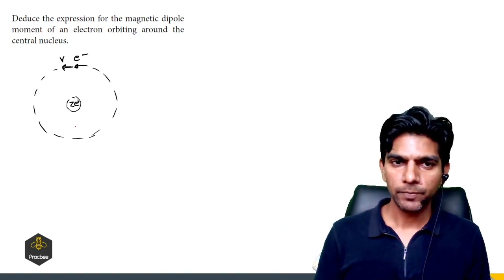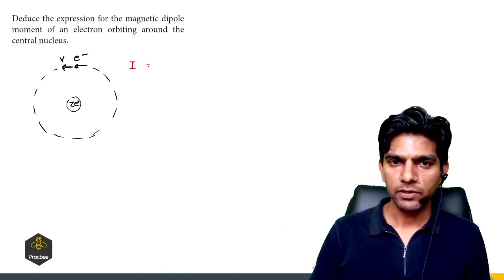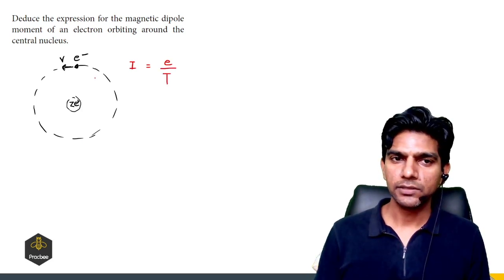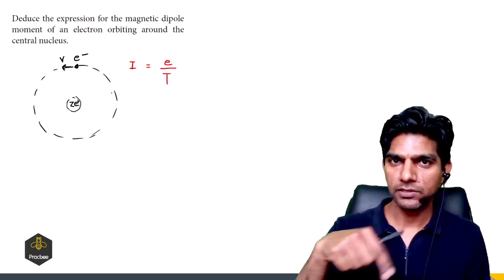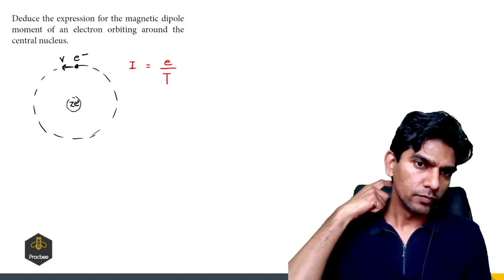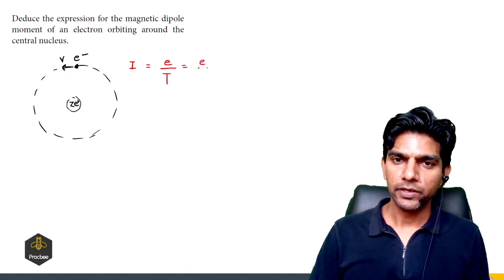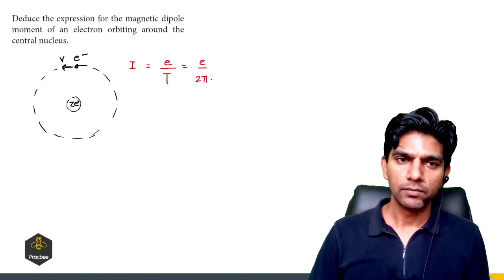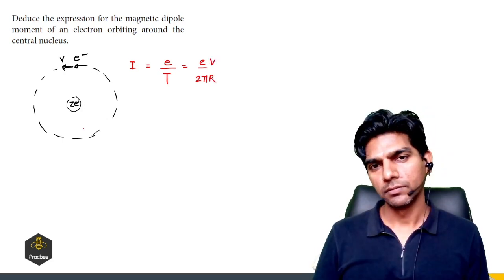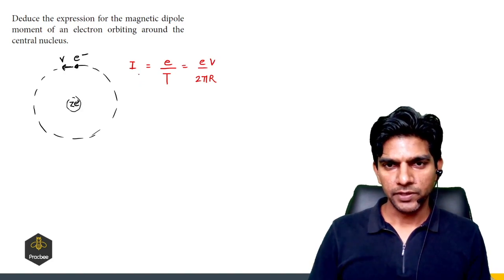So here the current will be given by the charge divided by the time period, where time period is the time taken by the electron to cover one circular path, so one circular rotation around the nucleus. So this will be e divided by 2 pi r, r is the radius, times the speed, v. Okay, now this is the current.